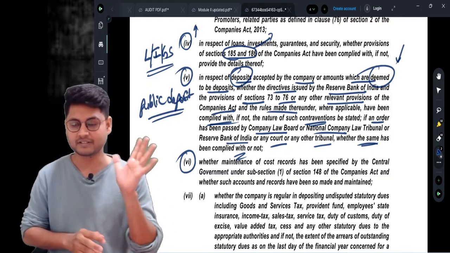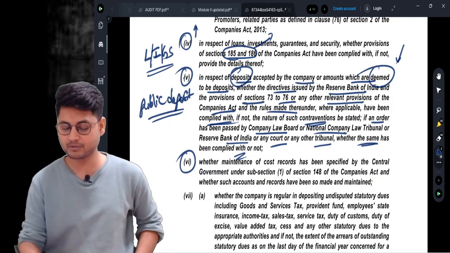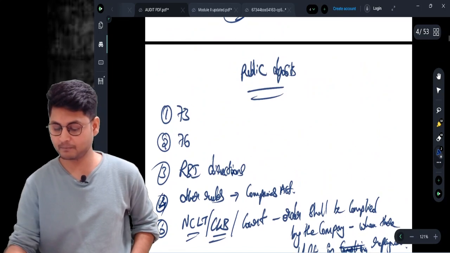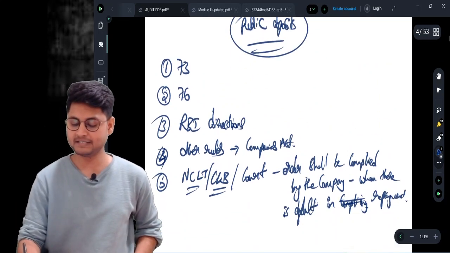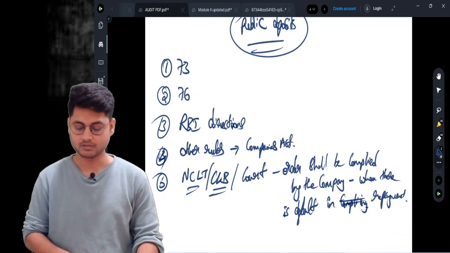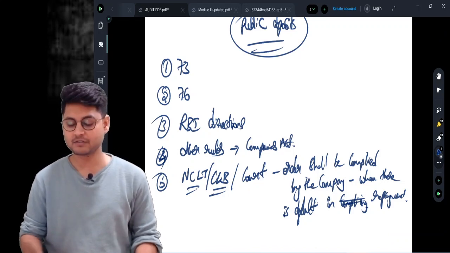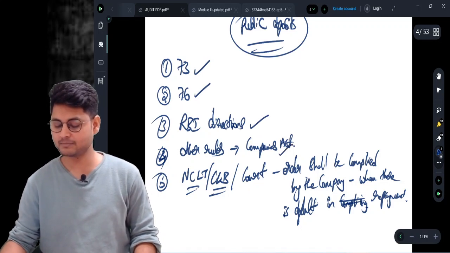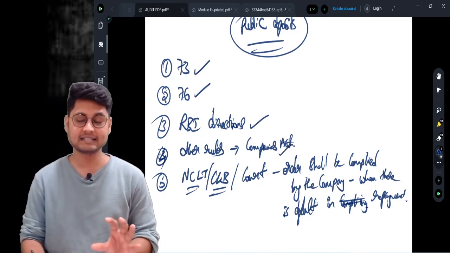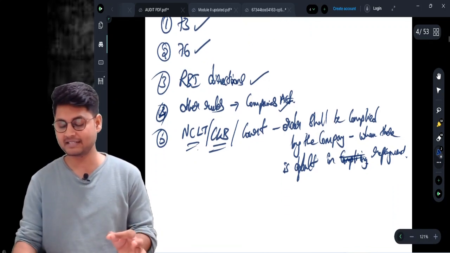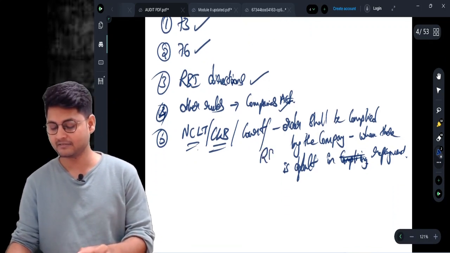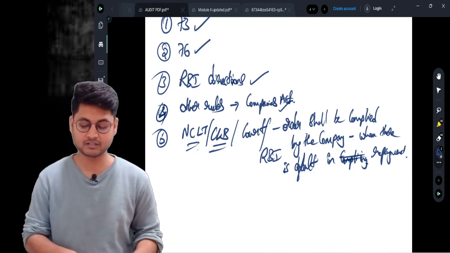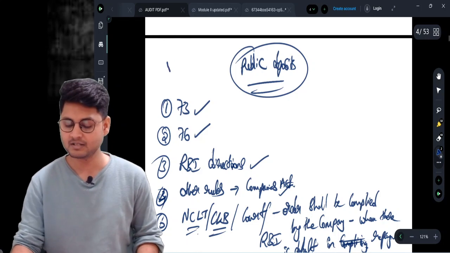This is clause number 5, simple only. You can write: public deposits. What does the auditor have to report? Compliance with sections 73, 76, RBI directions, and other rules and provisions under the Companies Act 2013, and in case any orders are given by NCLT, CLB, court or RBI, whether that order has been complied with or not. These are the things to be reported in clause number 5.